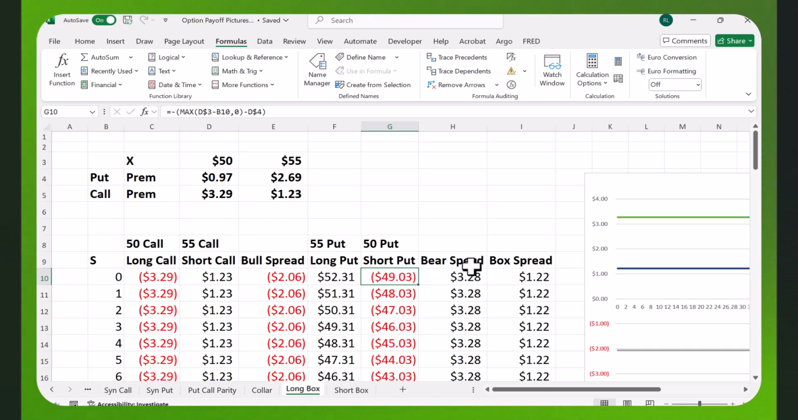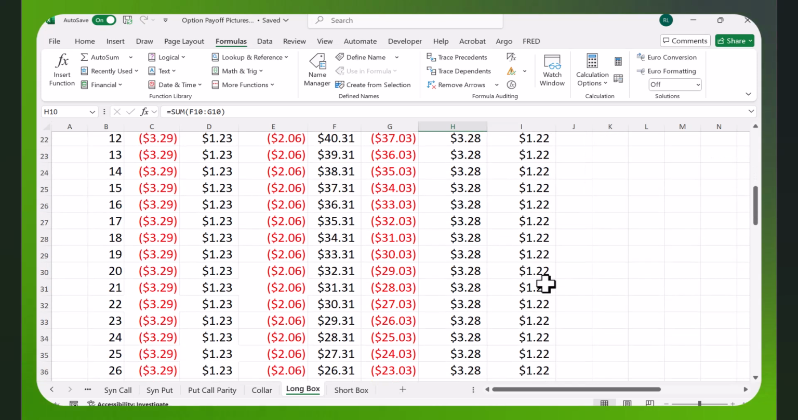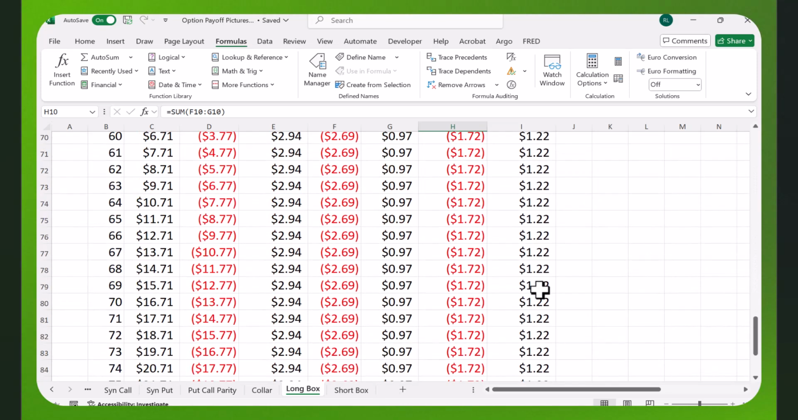And then when I add these together, this and this, I get the bear spread. So this would be, in this case, F10 plus G10, and then I copy the formula down. Don't forget to put an equal sign in front of the terms. The box spread is simply the bull spread plus the bear spread. And you'll notice that it's $1.22 everywhere.